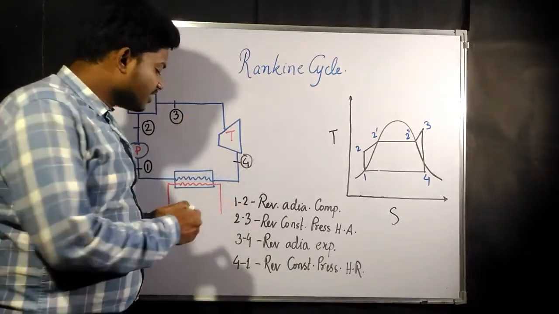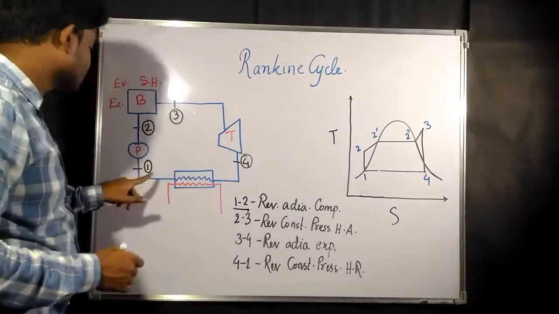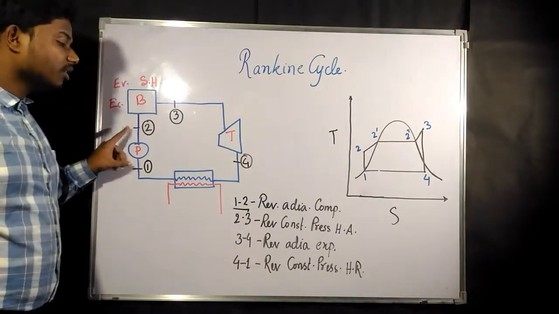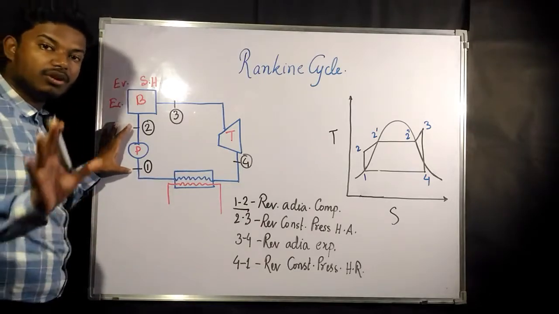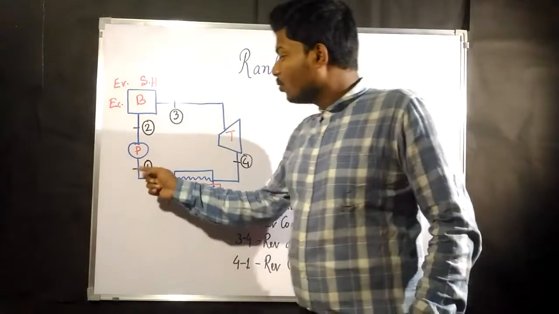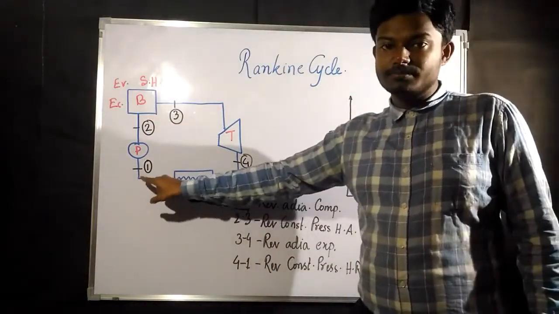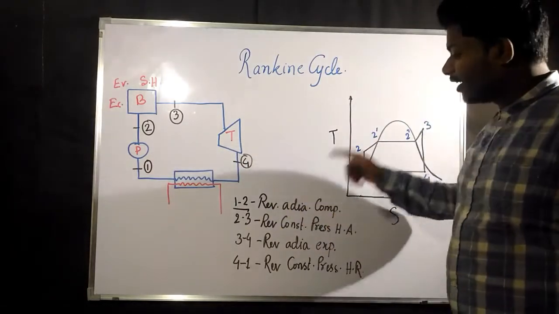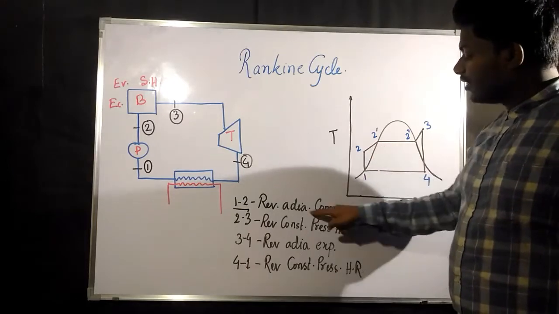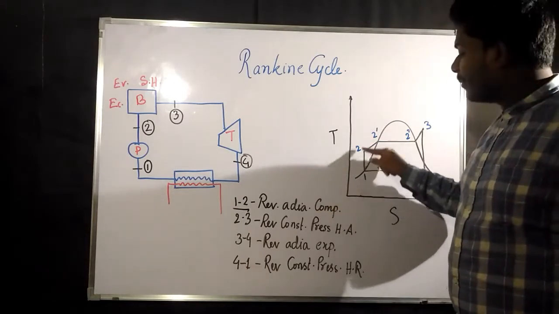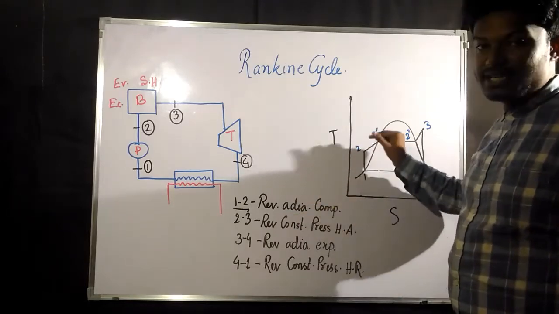Now the first process is going to be 1 to 2. The first process is nothing but the pump, or you can say reversible adiabatic compression. The pump also compresses. So 1 to 2 is the pump pulling in the water coming out of the condenser. It is reversible adiabatic compression, and due to the compression the temperature increases.